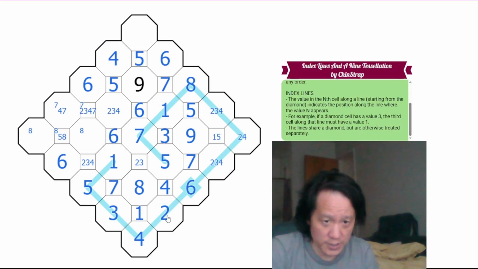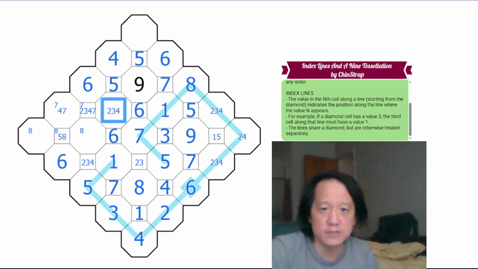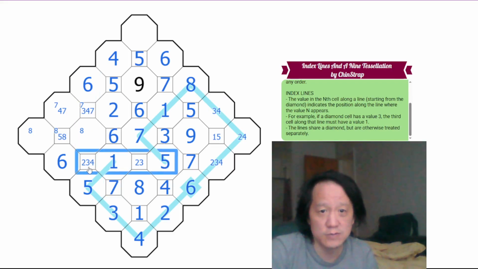So 2 is pointing in the second position. 3 must be in the fourth position. 4 must be in the third position, so that's fine. 1, 2, 3. This makes this a 2. So this cannot be 2 here. This cannot be 2 here. This all seems like it's kosher.